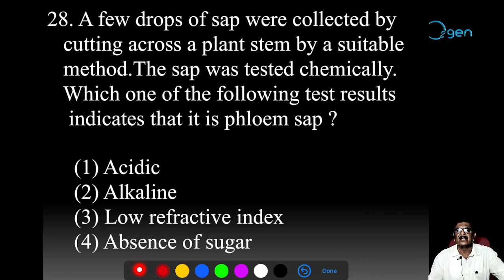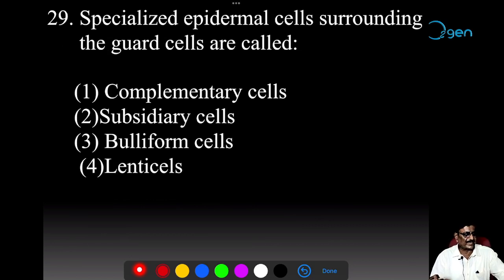So the sap was chemically tested. Which of the following test results indicates it is phloem sap? Usually the xylem sap is acidic. Xylem sap is acidic in nature, whereas phloem sap is alkaline in nature. So option B is correct. It is alkaline in nature, that indicates phloem sap.